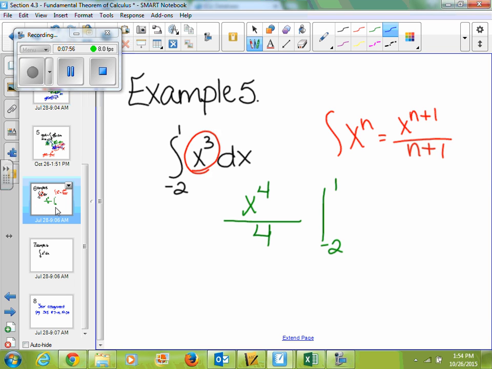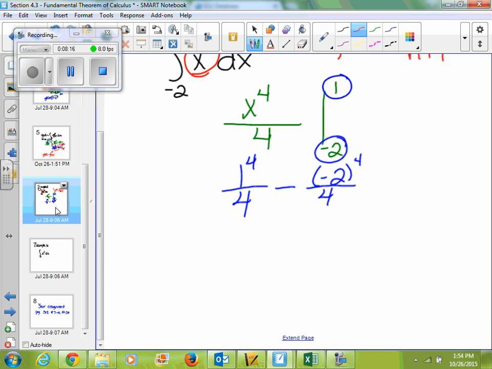Okay, so then if I plug them in, you take f of b, your upper limit, so 1 to the 4th divided by 4, minus f of your lower limit, so -2 to the 4th divided by 4. Okay, if I simplify that, 1 to the 4th is 1, right? If I take 1 to the 4th, it's just 1. So then I get 1 over 4. If I do the same thing for -2 to the 4th, what's -2 to the 4th? 16, yep. So I get 16 over 4. And 1 minus 16 is -15 over 4.